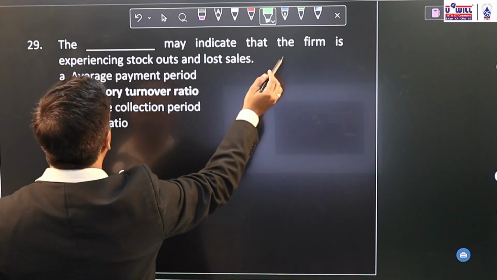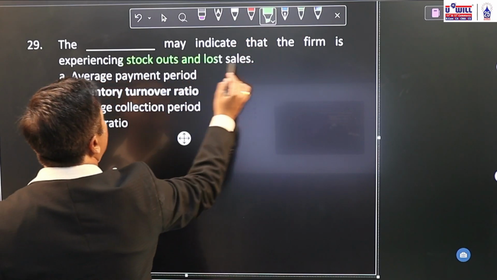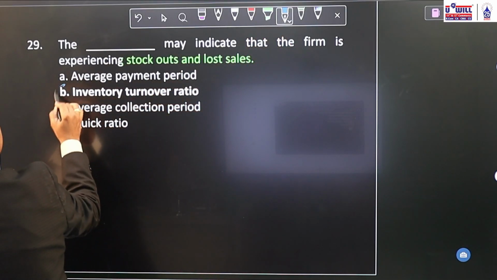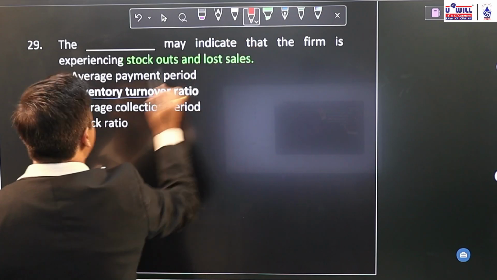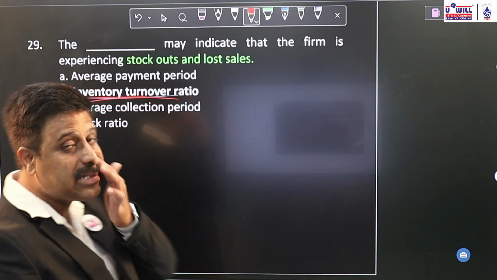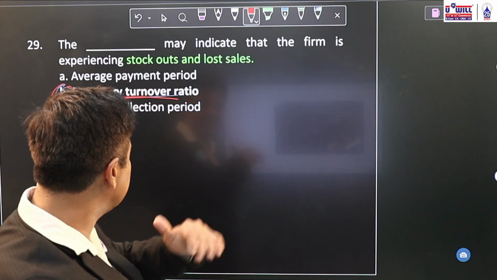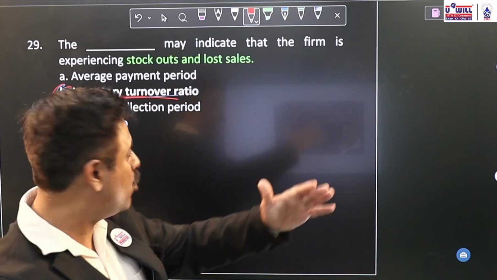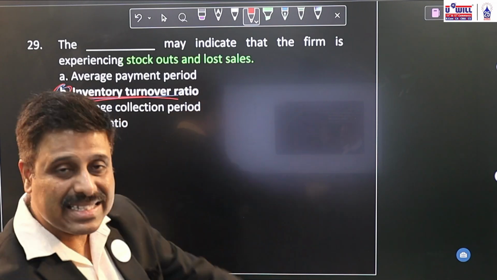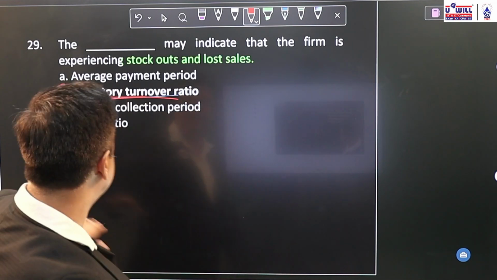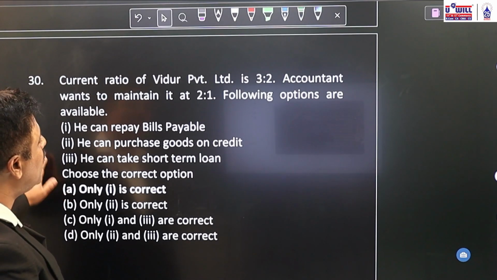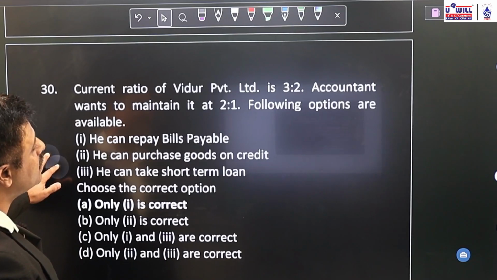A dash may indicate that the firm is experiencing stockouts and lost sales. Inventory turnover ratio. If the inventory turnover ratio is high, that means sales are more, not lost sales. If it is low, that means either sales are less or you are out of inventories. So the inventory turnover ratio shows the stockouts and lost sales if sales have decreased.